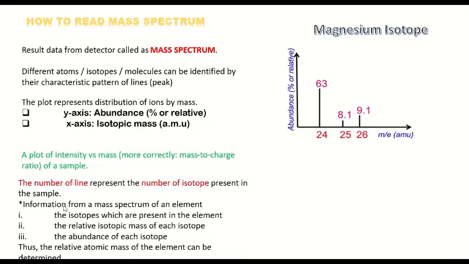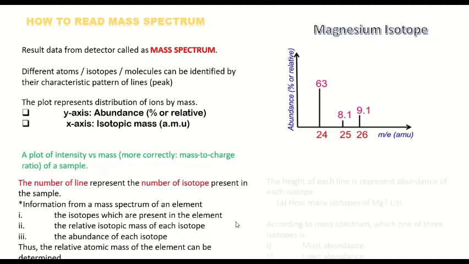Okay, so the information from a mass spectrum of an element. Okay, apa yang kita boleh tahu daripada mass spectrum adalah the isotope which are present in the element. Okay, berapa bilangan isotop yang ada dalam kita punya elemen. And then apakah kita punya isotopic mass untuk setiap isotop, and then apakah abundance of each isotop. Ini adalah significant of the mass spectrum. Significant of mass spectrum yang ini you wajib hafal.